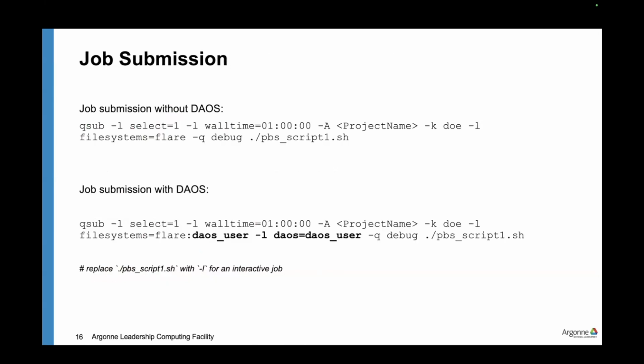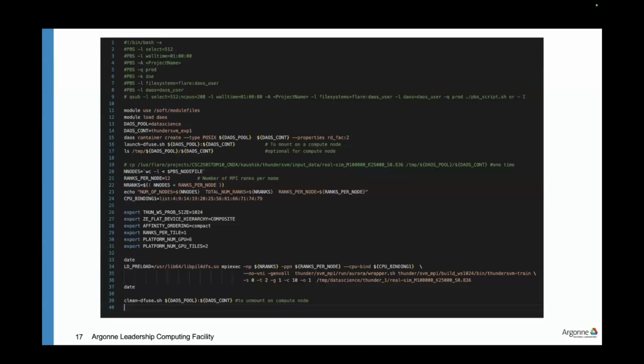So just a quick reminder, in your job script, you have to pass -l daos=daos_user. That's the cluster that we have now. And add daos_user_new to the filesystem. This is the only change with and without using DAOS. And this is how a simple job script would look.